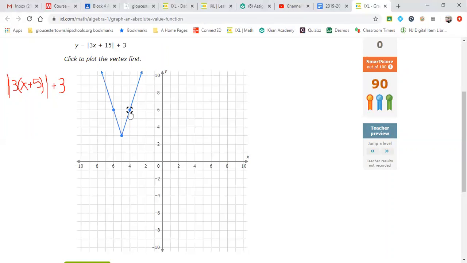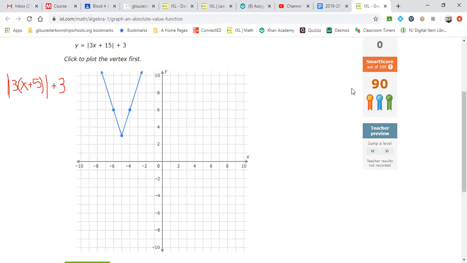So let's see. This value right here I inputted is -4. So if I input -4 for x into my function, let's see what happens. 3 times -4 is -12. -12 plus 15 is 3. The absolute value of 3 is 3. And then 3 plus 3 gives me an output of 6. So at this point, my y value should be 6. And it is. Look for that GCF.